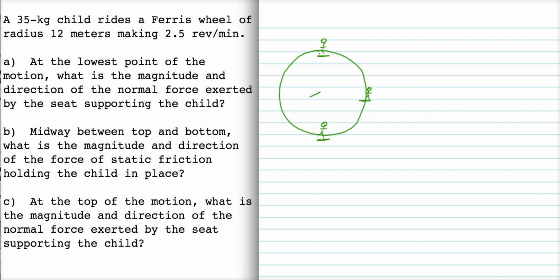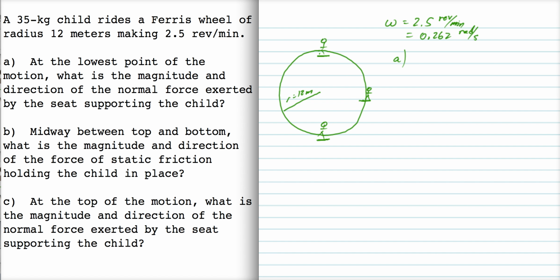This Ferris wheel has a radius of 12 meters. And let's see, it makes 2.5 revolutions per minute. So omega is 2.5 revolutions per minute. Let me convert that into radians per second. So that's 0.262 radians per second. Okay. So let's start with part A, the lowest point in the motion.